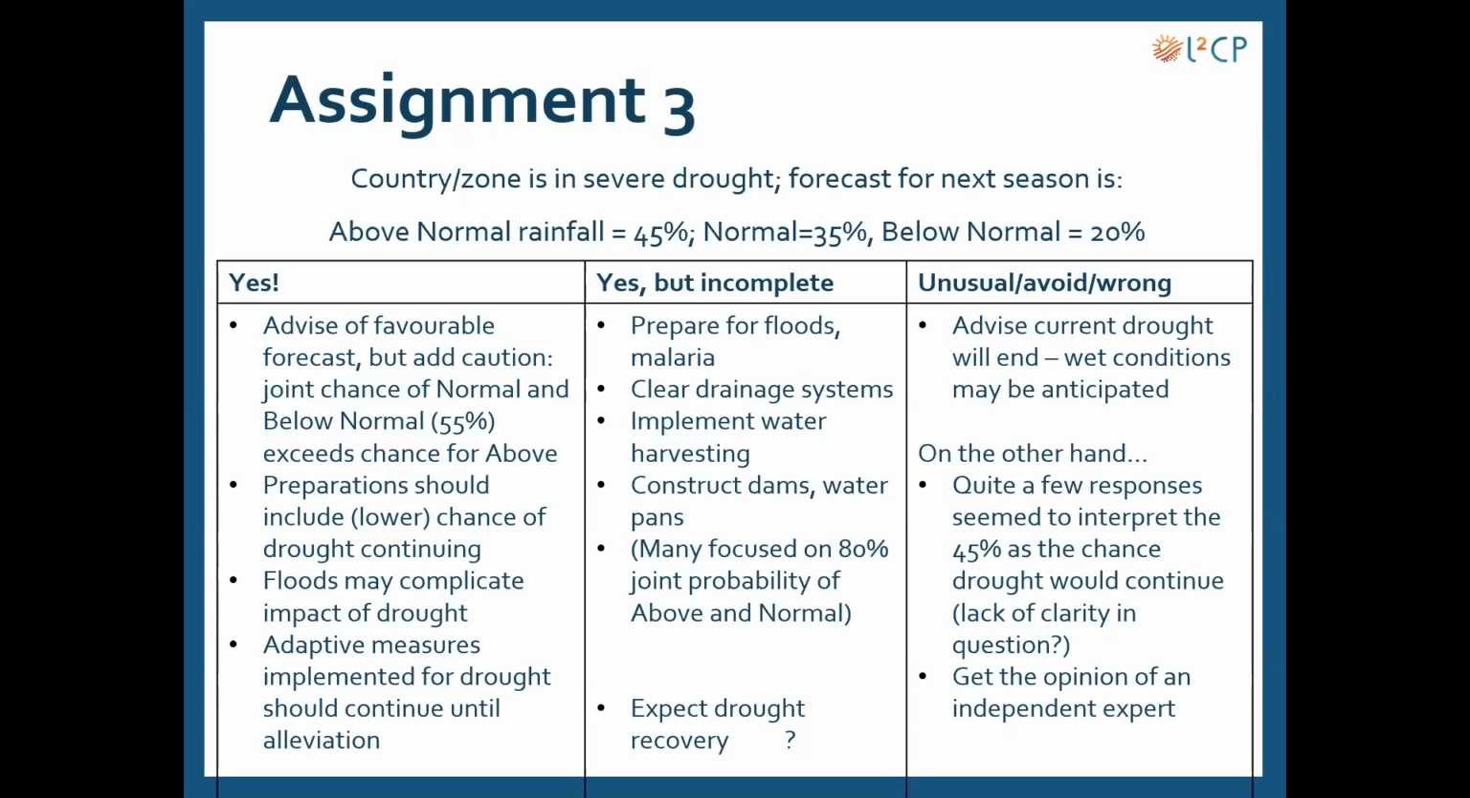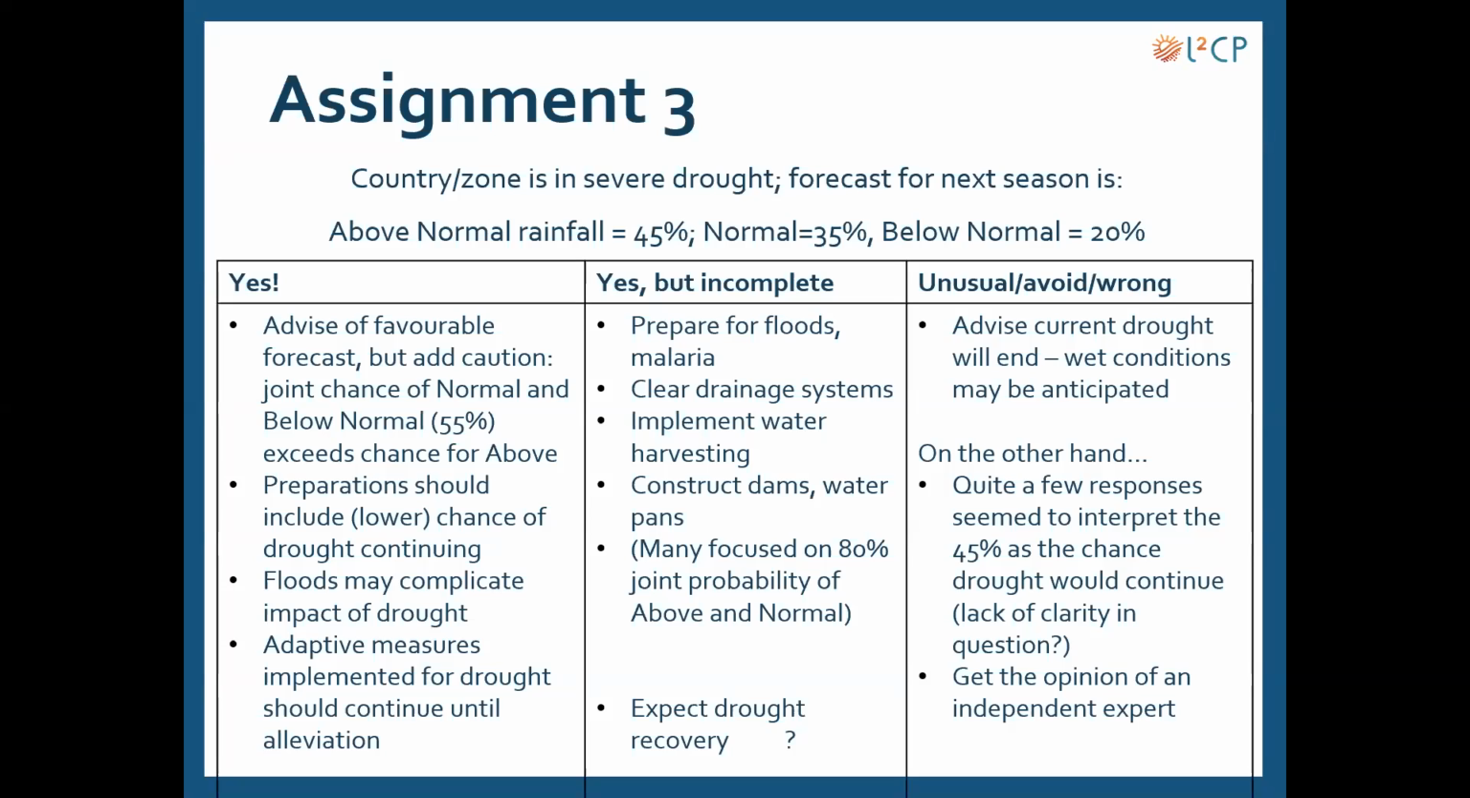Preparations could include, or plans should include, this lower chance of the drought continuing. Of course, the floods may complicate the impact of drought if it does turn out to be a wet season, as the highest probabilities suggest. And a cautionary would be that adaptive measures implemented for drought should continue really until there are signs of alleviation.